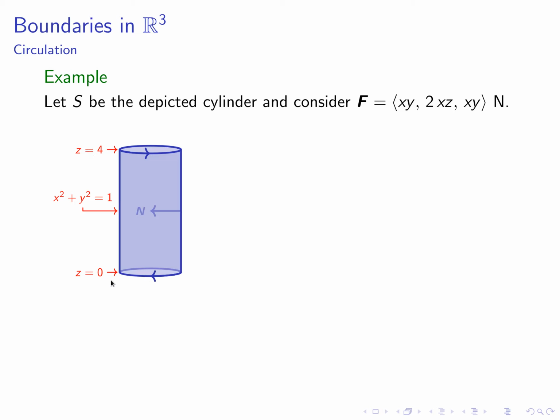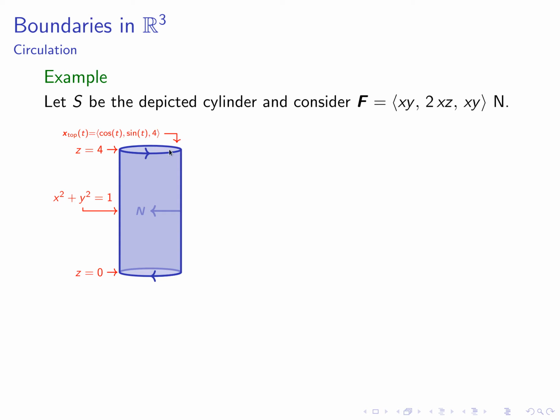So at the bottom of the cylinder, we're looking at the circle of radius 1 in the xy plane. And at the top of this cylinder, we're looking at the circle of radius 1 in the plane z equals 4. Note that in this example, we've placed our orientations along both of the boundary curves so that we respect the positive orientation induced by our choice of a normal vector. Here we're studying the vector field F, whose coordinates are x times y, 2 times x times z, and x times y. And the units here are newtons on our vector field.